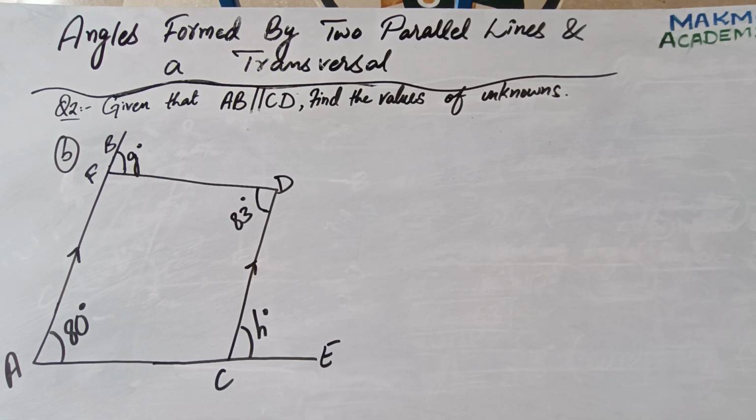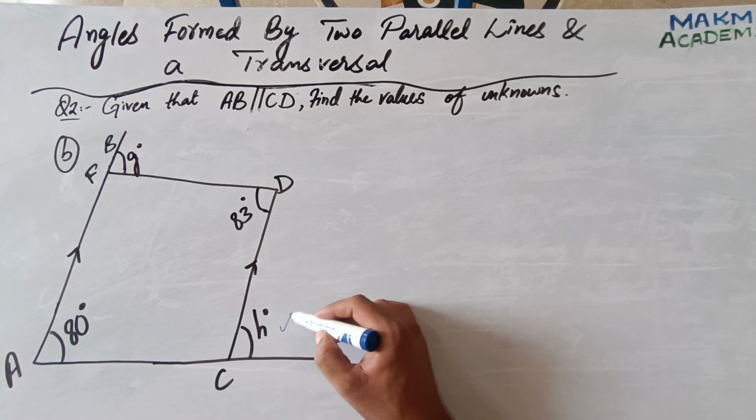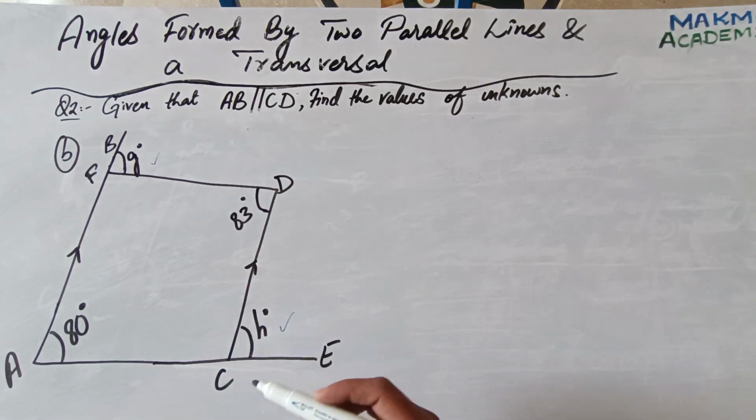Now there is another question in which we need to find the value of the unknowns. There are two unknowns in this problem, H and G. Before starting the question, first of all analyze the figure very attentively twice or thrice.